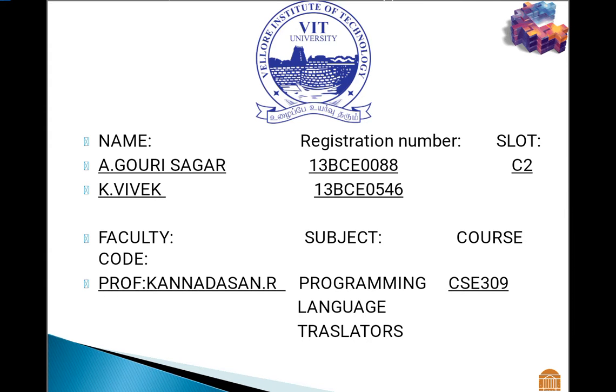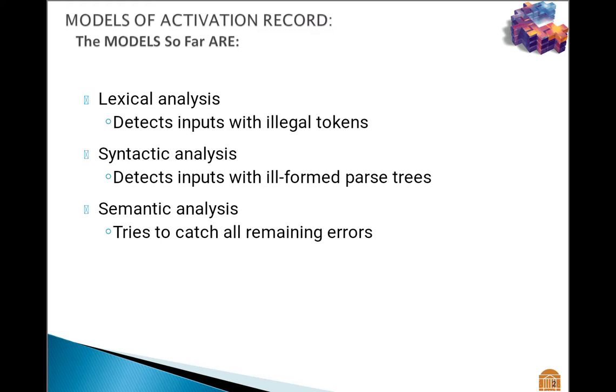Hello, today we'll be talking about the models of activation record. The models so far are lexical analysis, syntactic analysis, and semantic analysis. Basically, lexical analysis detects the inputs with illegal tokens, and syntactic analysis detects the inputs that have ill-formed parse trees. And finally, we have semantic analysis. This basically just catches the errors that haven't been caught in lexical analysis and syntactic analysis.